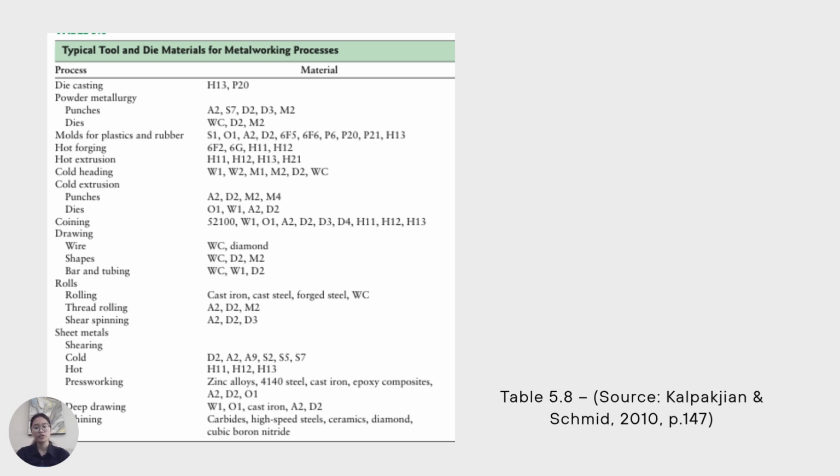When we move to hot forging, we see again the use of H-series steels like H11, H12, and H13, which maintain their strength and toughness even at elevated temperature. In cold extrusion or cold heading, where deformation occurs at room temperature, steels like D2, M2, and WC, tungsten carbide, are selected because of their extreme hardness and resistance to wear. So those are just some examples of the typical tool and die materials for metalworking processes.